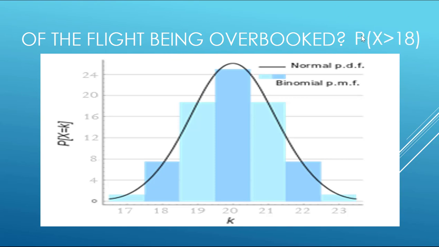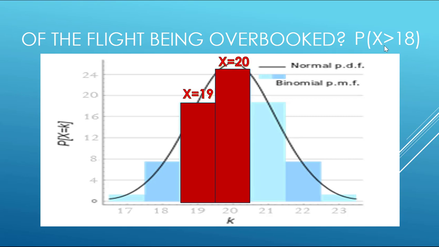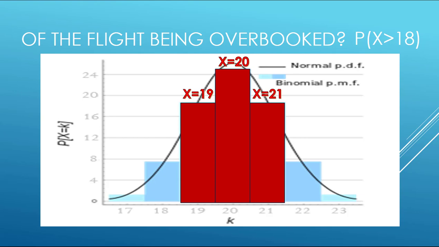Okay, so it's the odds of X being greater than 18, i.e. more than 18 people showing up, because there's 18 seats. So if more than 18 people show up, then we don't have enough room for them. If 19 show up, we don't have enough room for one of them, we're overbooked by one. If 20 show up, we have 2 extra people, so 2 of them don't have seats. If 21 people show up, we have 3 extra people who don't have seats.